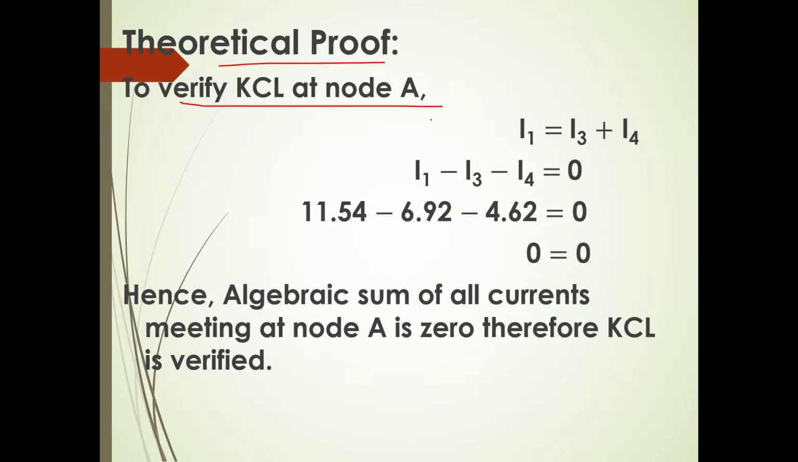KCL at node A. So at node A, no need to verify KCL theoretically. Practically you can verify, but theoretically no need. Why? Because you are not writing any nodal equations. But what is our equation? That in terms of current we have already written something.